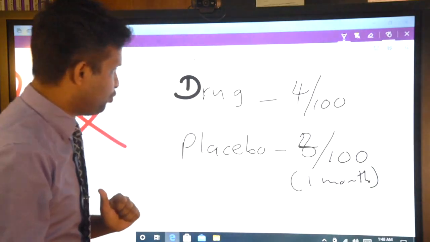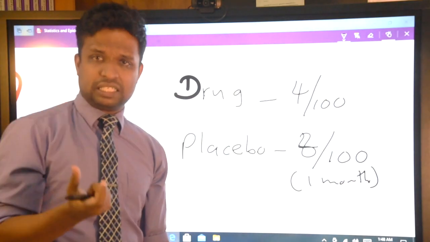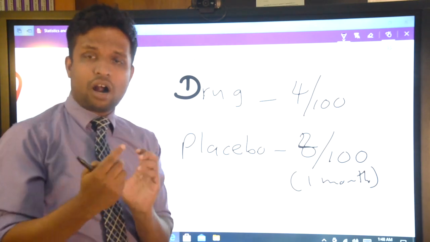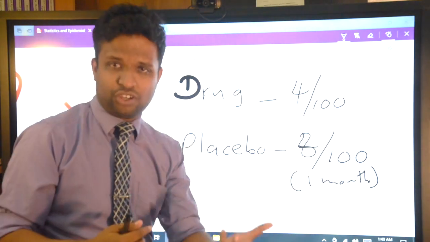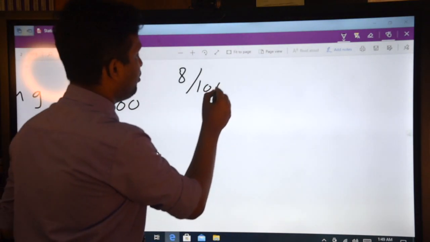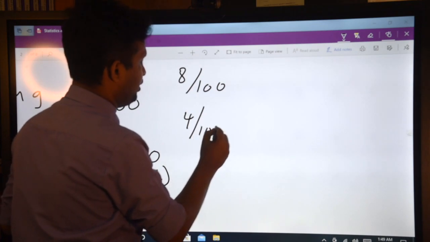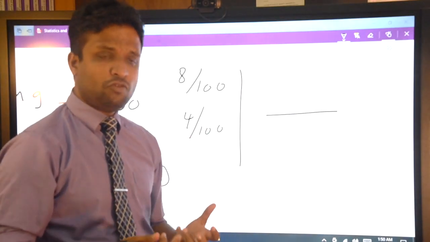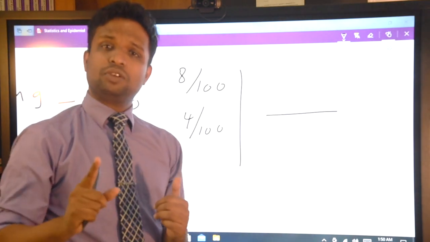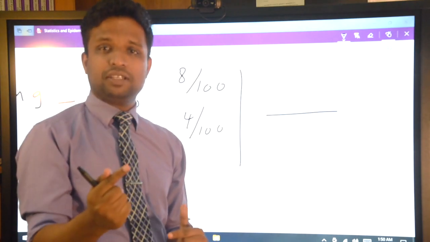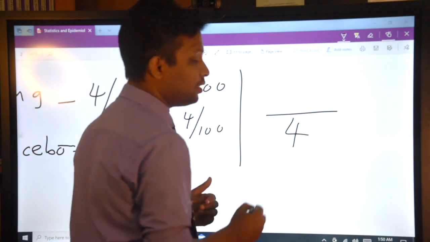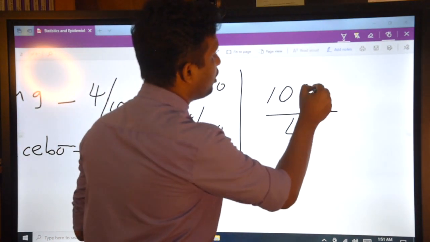So what is number needed to treat? Number needed to treat is a concept applied to describe, in order to survive one, how many patients we must treat. So in the same example, we know that 8 per 100 versus 4 per 100. This means we can save 4 individuals when we are treating 100 individuals. So in order to survive 1 individual, how many patients do you need to treat?